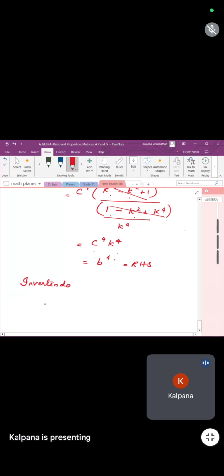So suppose you have A by B equal to C by D. That proportion we are writing in ratio form. So invertendo means taking the reciprocal of both the sides. The invertendo for this proportion will become B by A is equal to D by C. Invertendo is nothing but taking reciprocal on both the sides.